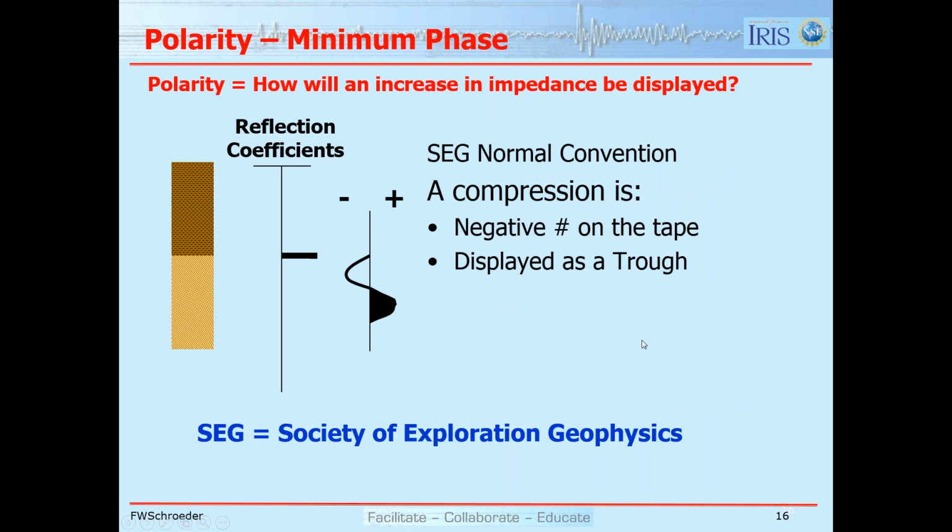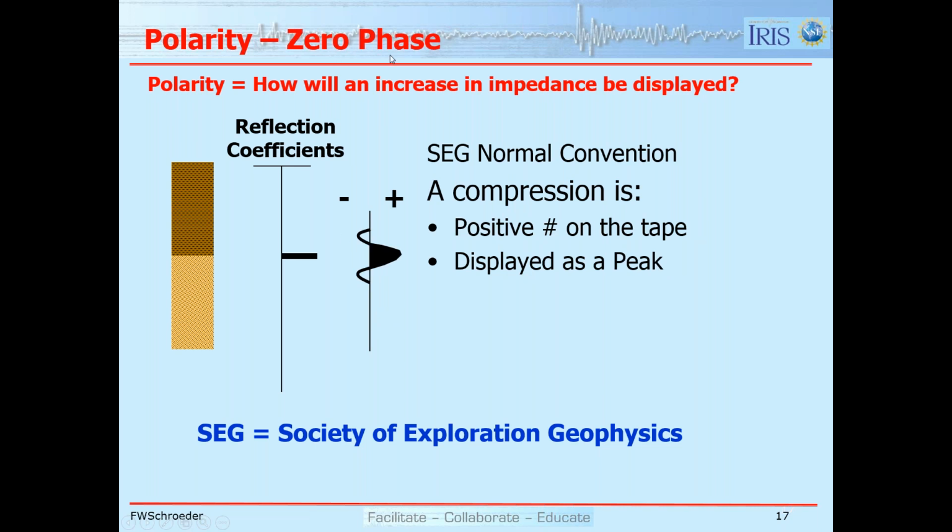So I mentioned polarity, and polarity is how we will see an increase in impedance. SEG, the Society of Exploration Geophysics, has a normal convention. So if we have a minimum phase pulse or minimum phase data, then negative numbers on the tape would be a compression, and they would be displayed as a trough. So for an increase in impedance, we would see a trough followed by a peak.